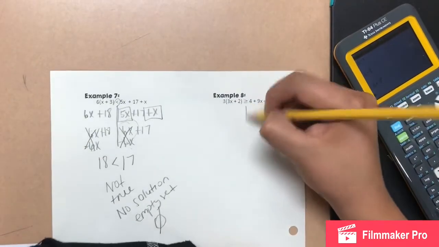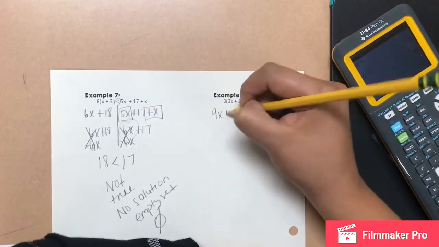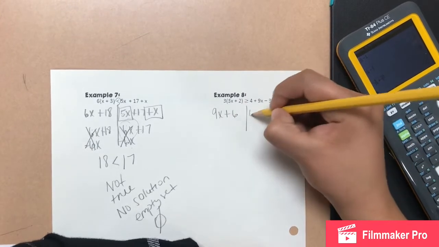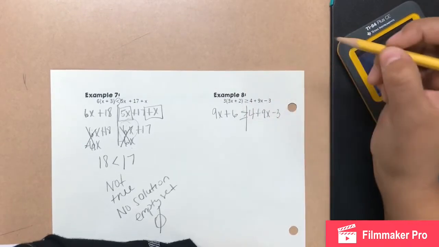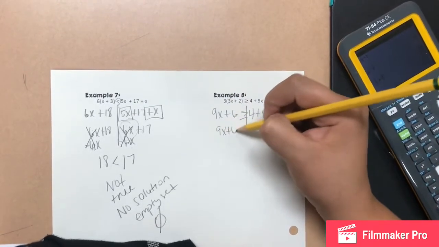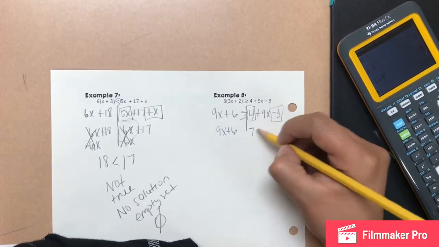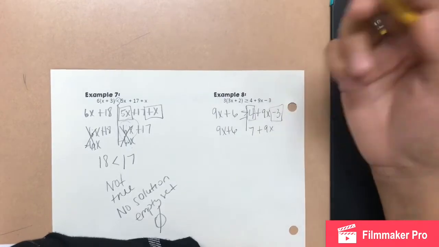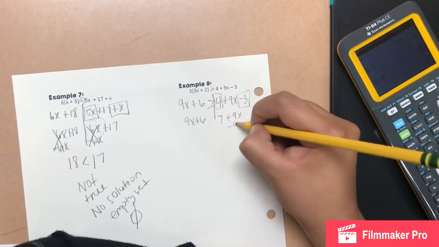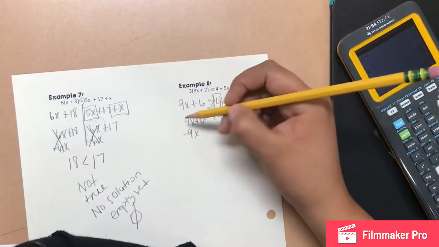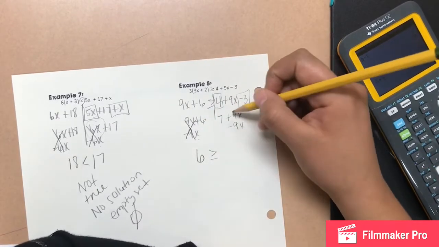Example 8, I take care of any distributing where possible, so 3 times 3x is 9x, 3 times positive 2 is positive 6. Nothing to distribute on the right side, so I'm going to bring it down. Then I look to combine like terms. There's nothing to combine on the left, so I bring it down. On the right, I can combine 4 and minus 3. 4 minus 3 is 7 plus 9x. Then I want to move the variables over to the left, so I want to move positive 9x over by subtracting 9x. So 9x minus 9x cancels, and I'm left with 6 is greater than or equal to 7.